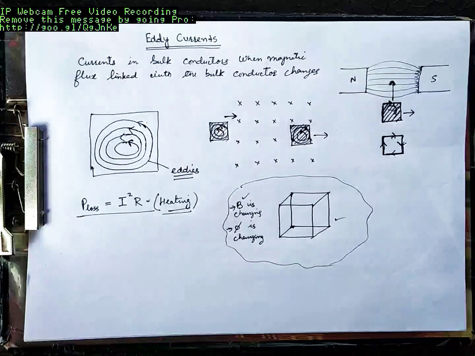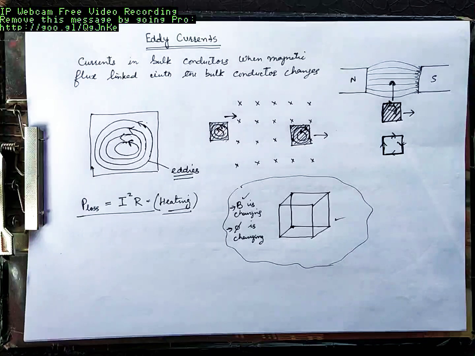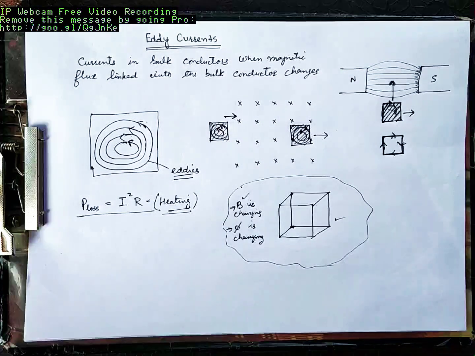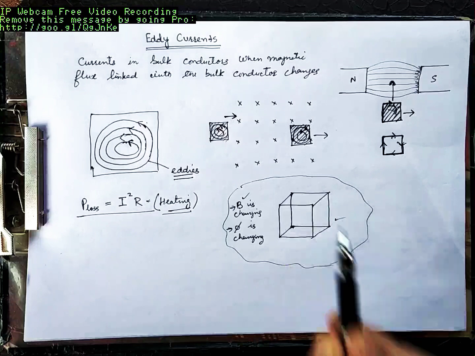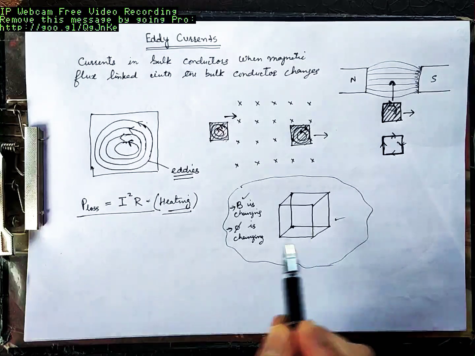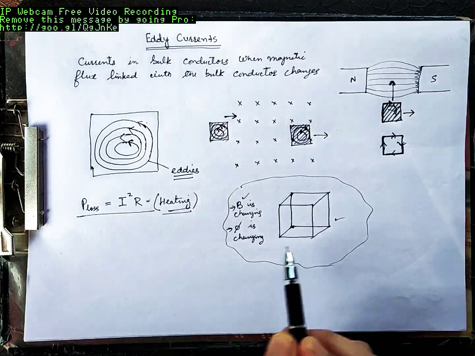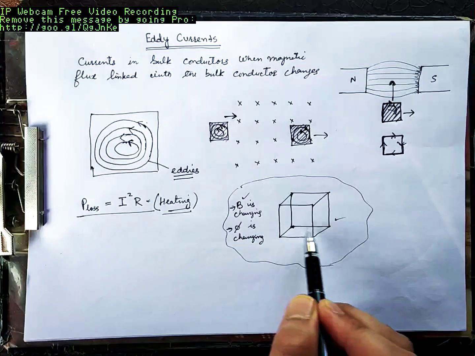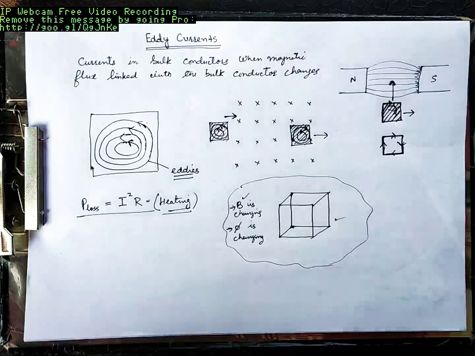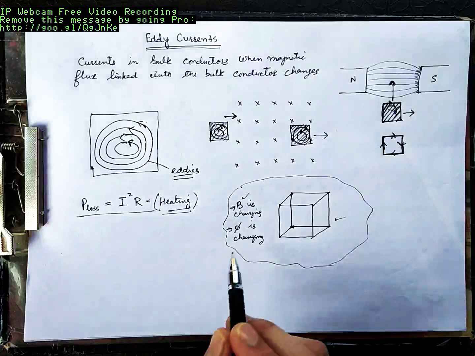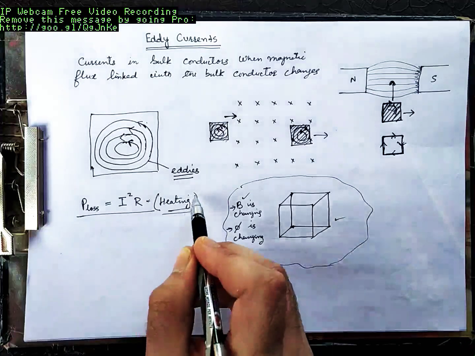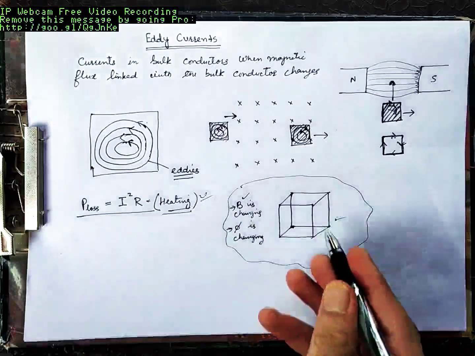And where does this heat come from? We know from conservation of energy that energy can neither be created nor destroyed. So where does this energy come from? This energy has to come from some mechanical source, because you cannot create energy. The reason for the eddy currents induced over here is some mechanical energy. It is that mechanical energy that is being wasted as heat energy here. So you are wasting the energy here.